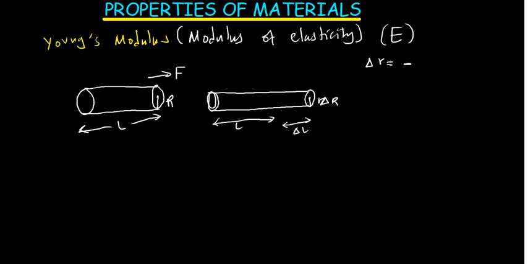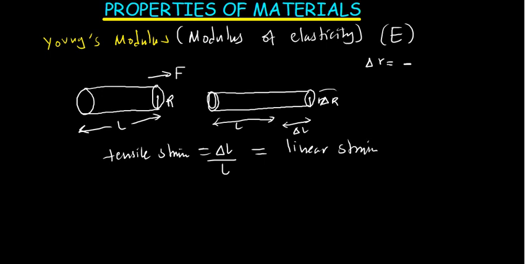Okay, so for a rod like this one, the tensile strain which we can see here, we know tensile strain is given by change in length divided by actual length. This tensile strain is called linear strain. And there's also the strain that arises by change in radius. That is going to be given by negative change in radius divided by actual radius.